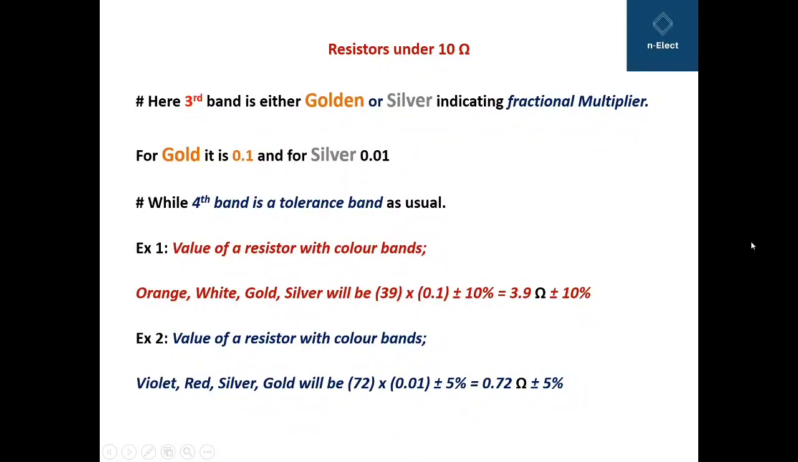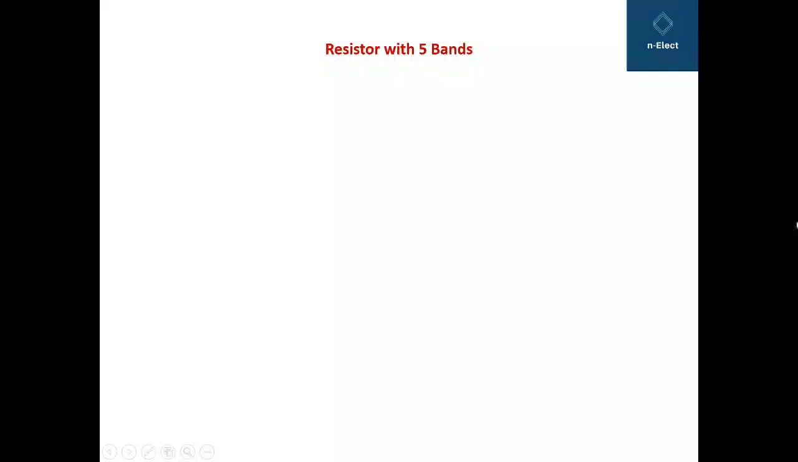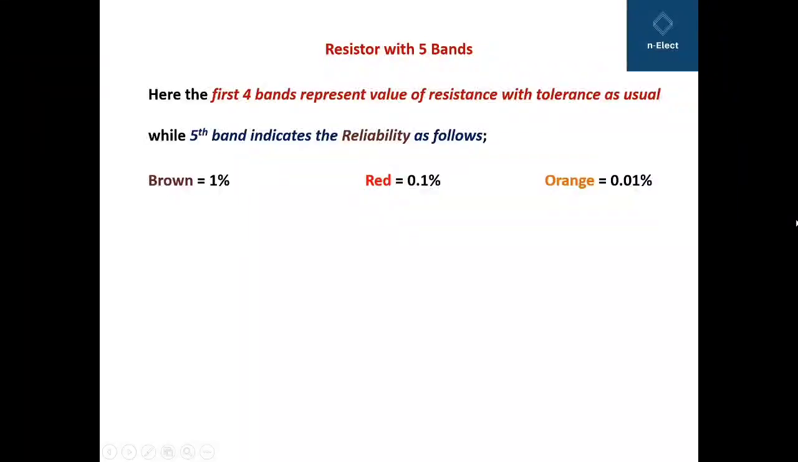I hope up to this is clear to you. Now we are going for the last part, that is resistor with 5 color bands. Now see, every band has got its own importance. We have seen up to 4 color bands. Now for 5 color bands we will see what is the difference. Here the first 4 bands represent value of resistance with tolerance as usual, while the 5th band indicates the reliability as follows. Reliability means how reliable the resistor is.